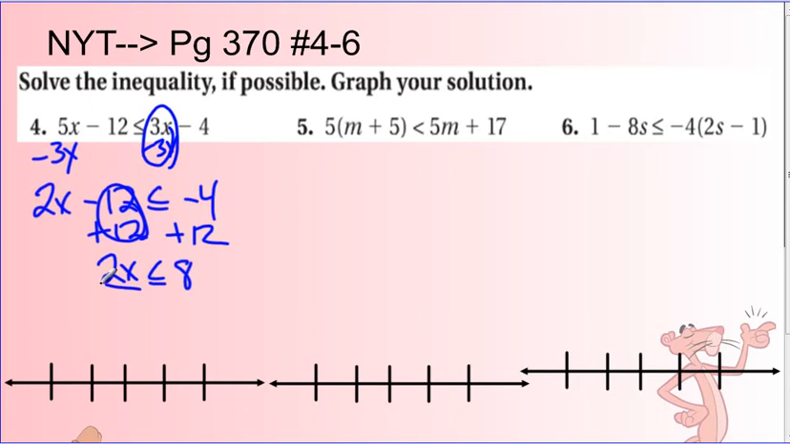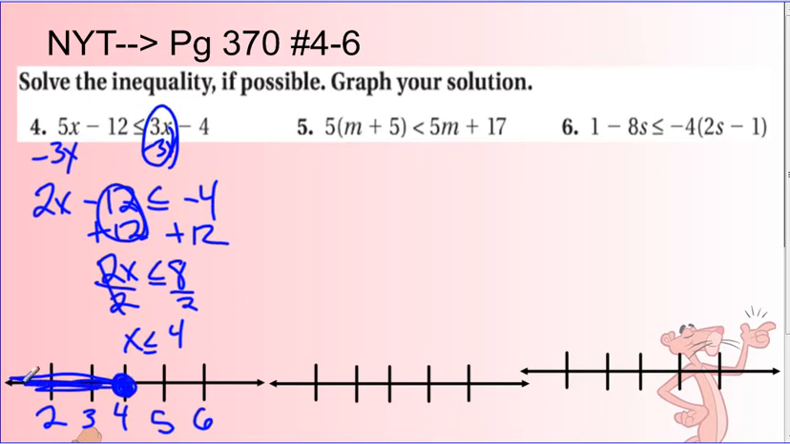The opposite of times by 2 is divide by 2. Divide by 2. These cancel. X is less than or equal to... This divide by 2 is a little low. 8 divided by 2 is 4. So we put 4, getting bigger, getting bigger, getting smaller, solid dot at 4, because we have the or equal to line, and we shade to the left, because we have less than, x is less than 4. We're using the arrowhead trick, and it looks like an arrowhead pointing that way.